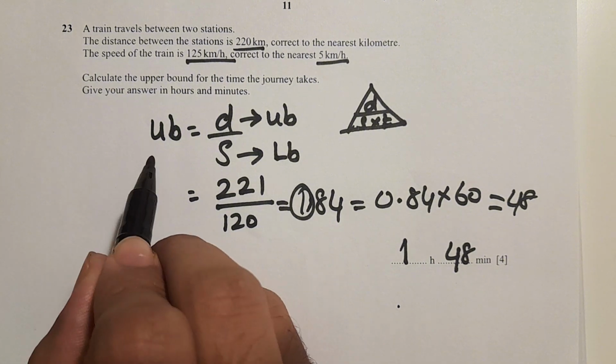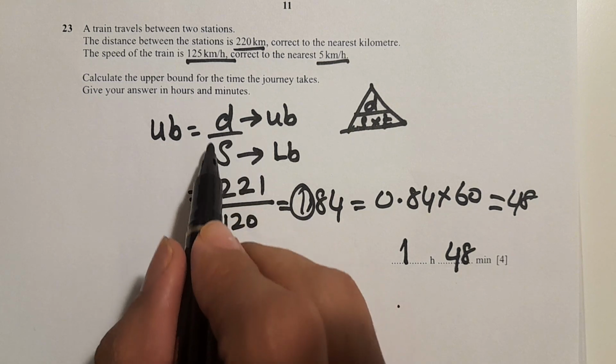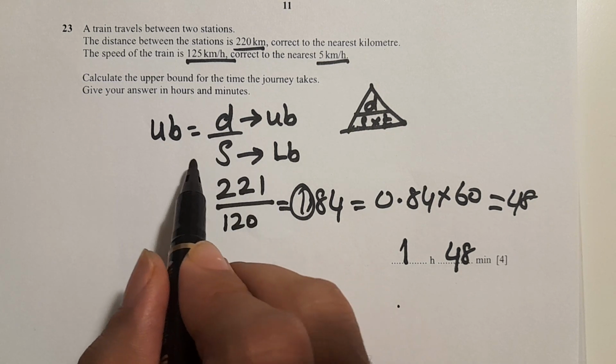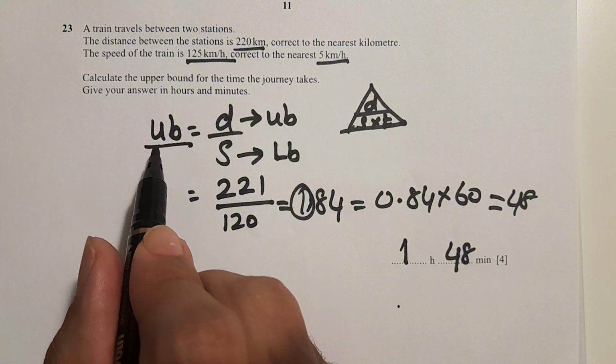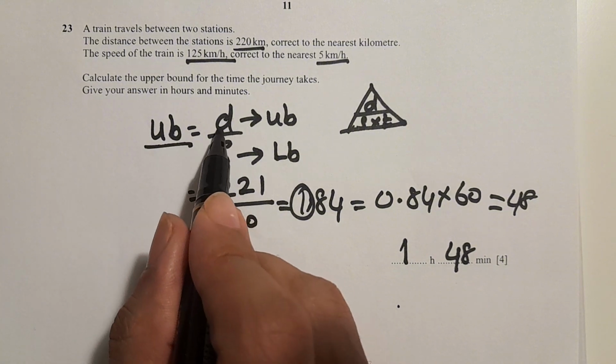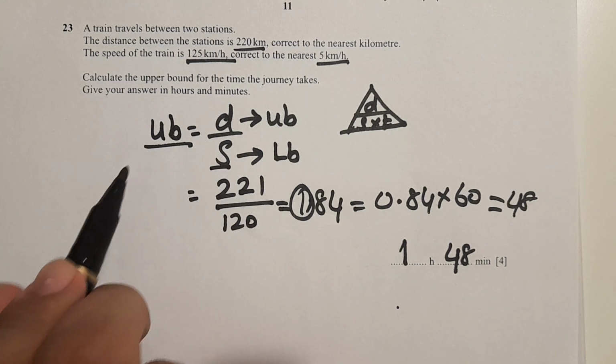So upper bound is equal to distance divided by speed, and upper bound will be used in distance and lower bound will be used in speed in order to calculate the upper bound. But if we have to calculate the lower bound, we will use lower bound in distance and upper bound in speed in order to calculate the lower bound.